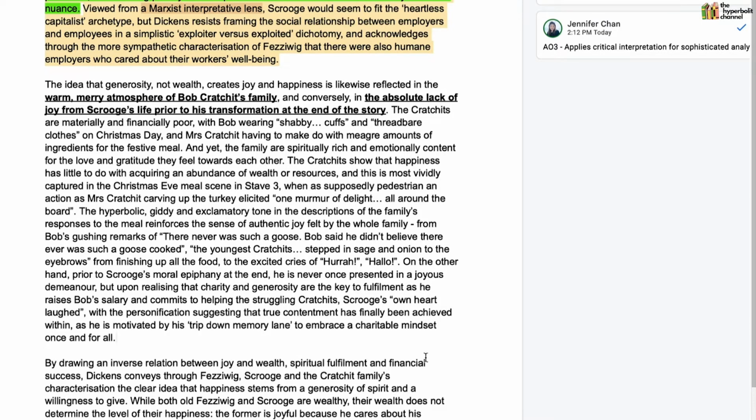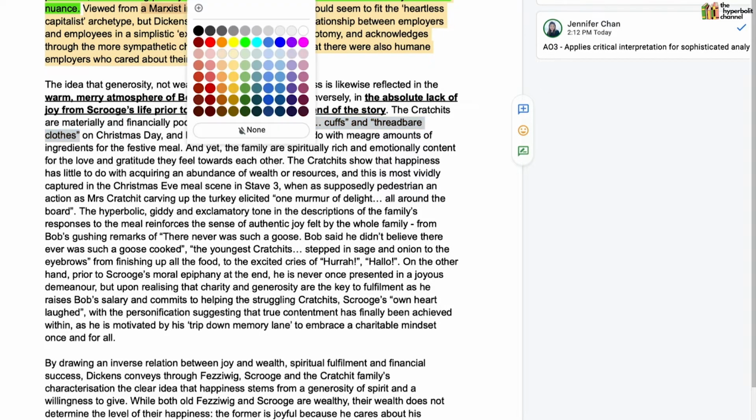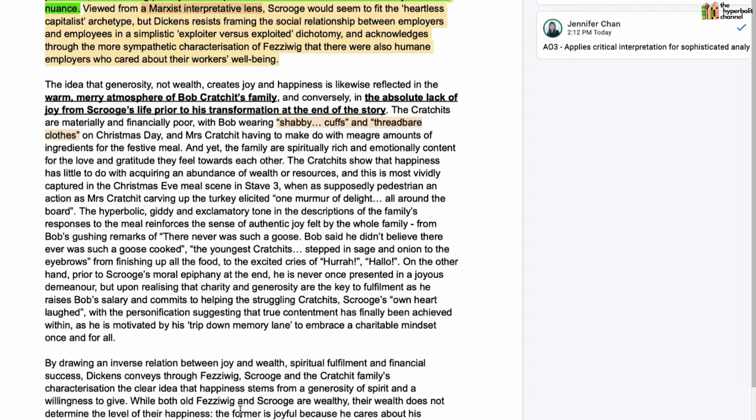So she says, the Cratchits are materially and financially poor, with Bob wearing shabby cuffs and threadbare clothes on Christmas Day, right? So here, very clearly illustrating for us the characterization of Bob as a poor man and Mrs. Cratchit having to make do with meager amounts of ingredients for the festive meal. And yet, the family are spiritually rich and emotionally content for the love and gratitude they feel towards each other. Then she goes on to illustrate this specifically with the scene about their Christmas meal.